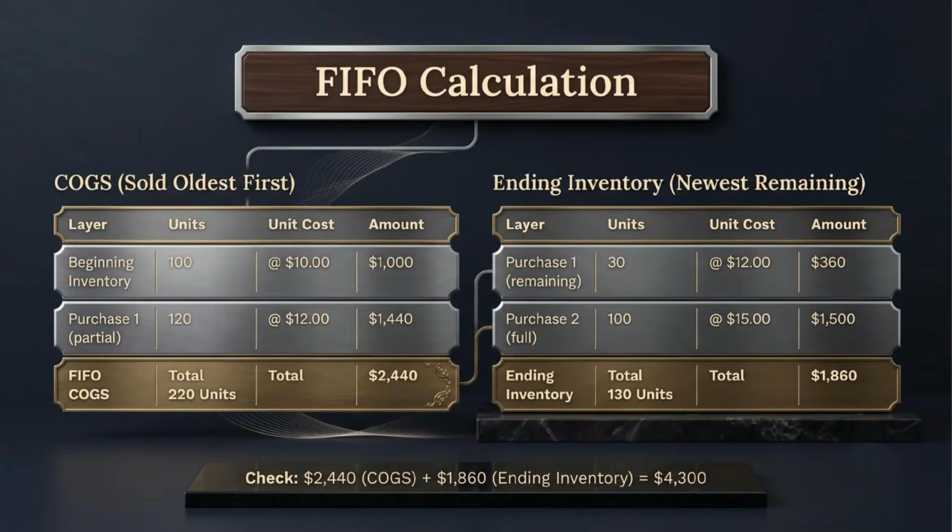The company sold 220 units. Under FIFO, the first 100 sold units come from beginning inventory at $10, giving $1,000 of cost of goods sold. The next 120 units come from purchase 1 at $12, giving $1,440. Total FIFO cost of goods sold is $2,440. Ending inventory contains the remaining 30 units from purchase 1 at $12 or $360 plus all 100 units from purchase 2 at $15 or $1,500. Ending inventory is $1,860 and the check is 2,440 plus 1,860 equaling $4,300.